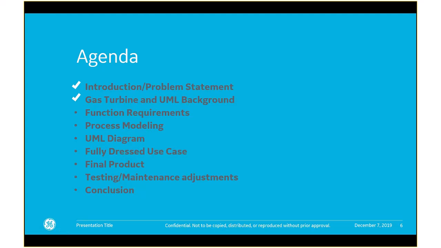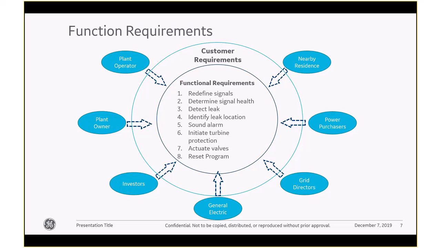So now that I've given you a brief introduction of the problem statement and some background, I want to jump into the details of this project. First are the functional requirements. These functional requirements, located here in the center, became the use cases in our UML diagram. Very simply, this software program that we developed for this gas fuel leak safety system had to primarily detect a leak and identify the leak location, functional requirement 3 and 4.